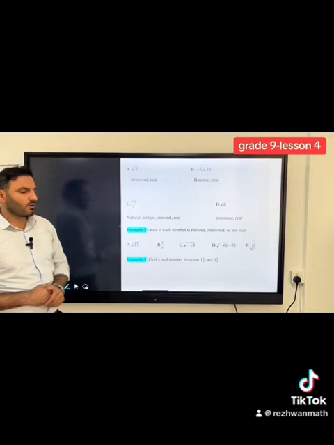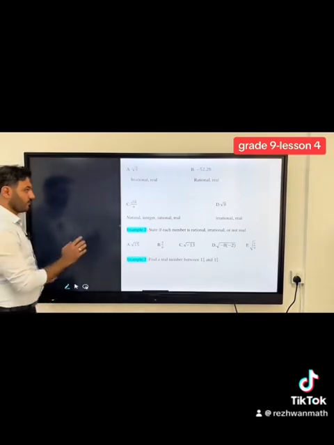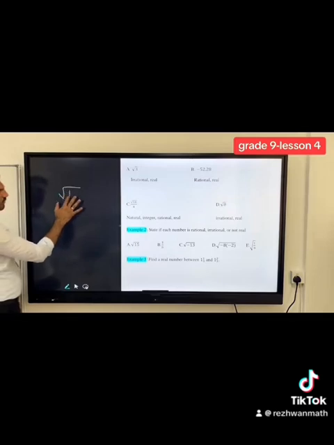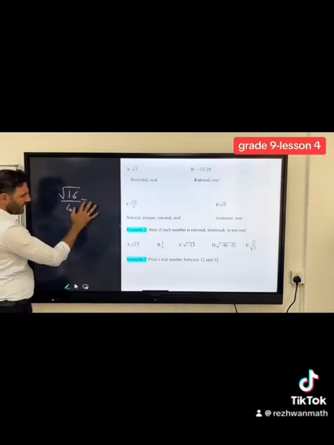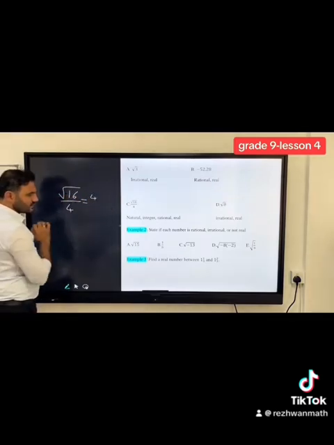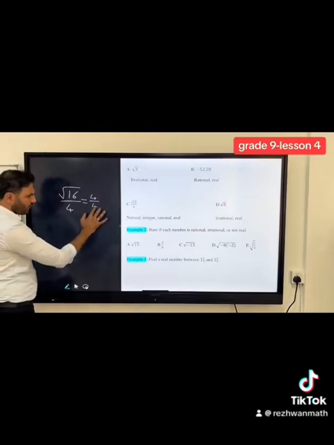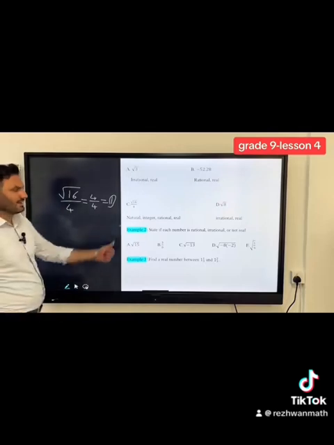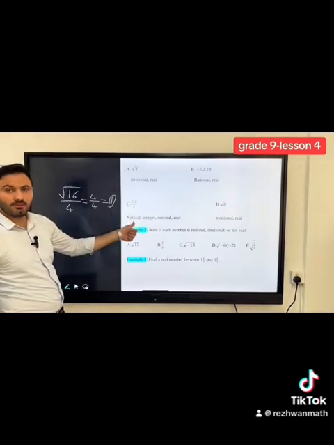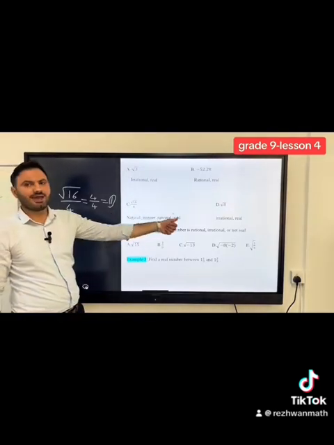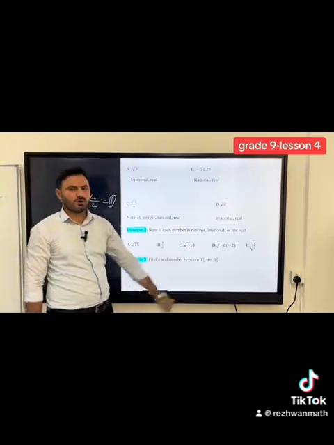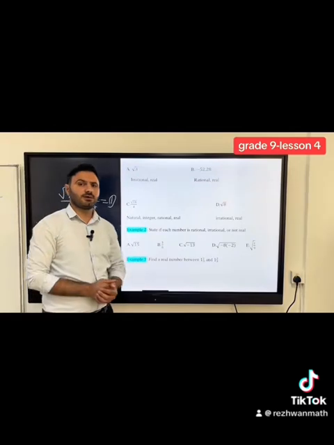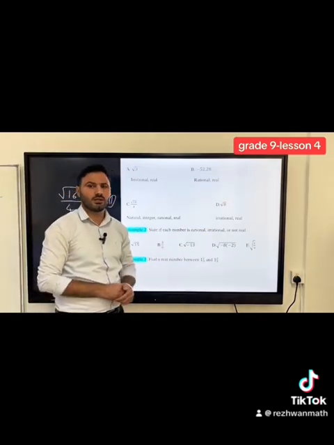If you look at the square root of 16 over 4, the square root of 16, because 16 is a perfect square, is 4. And over 4, we get 1. 1 is a natural number, an integer, a rational number, and real. The square root of 18 is like the square root of 3, because 18 is not a perfect square, so it's an irrational number.